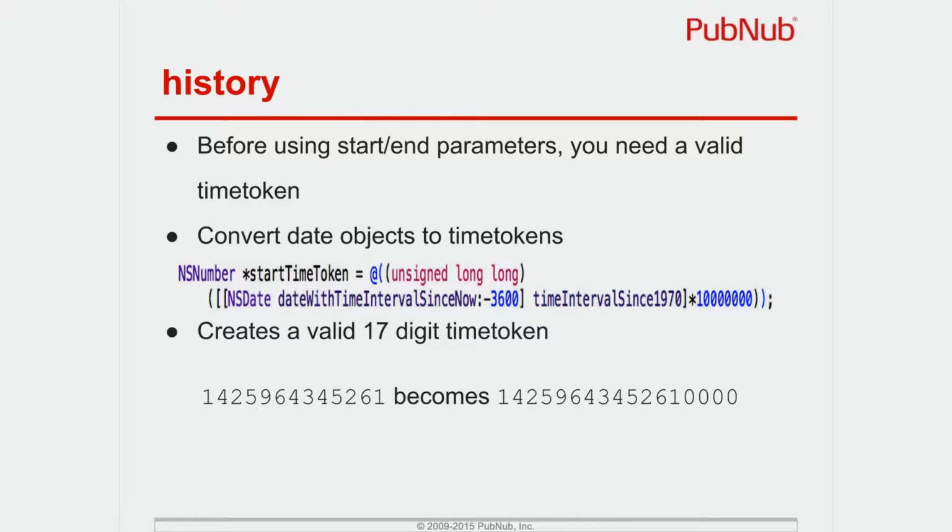And as well, the history methods also all accept a start and end parameter that allows you to filter out the messages that you want to retrieve. In this particular case, we're going to create a time token, or you can create time tokens here. So we have a start time token. We're just creating a time token, which will become the time token that you see here at the bottom. And I can then use that for either my start or my end parameter.